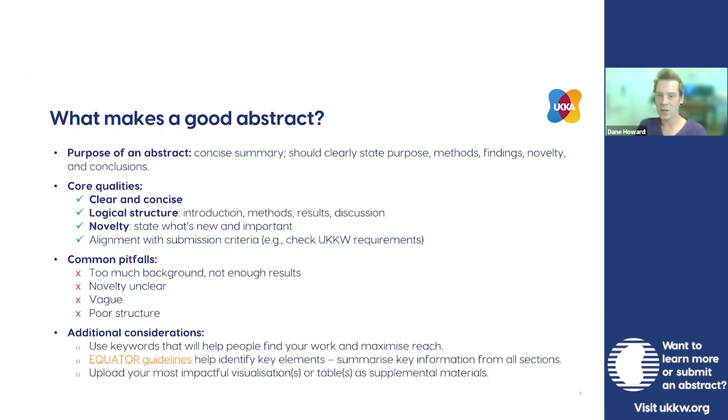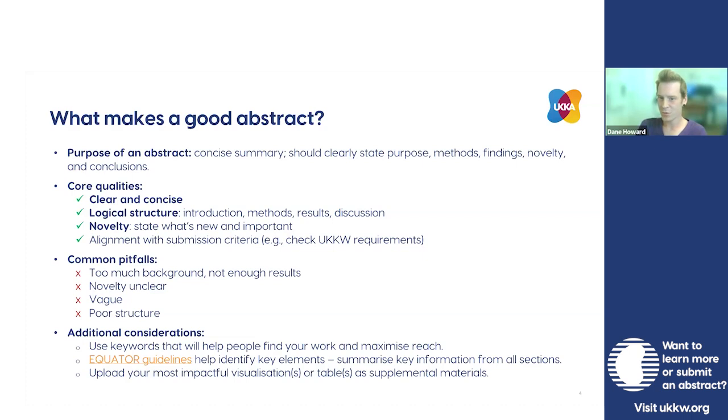Now that we understand the purpose of a good abstract and why it matters so much, let's break down what makes one effective and, just as importantly, what to avoid. So first, the purpose of an abstract is straightforward. It's a concise summary of your research. That means it should clearly state the purpose of your study, the methods that you used, your key findings, what's novel about your work, and the conclusions that you've drawn. A good abstract distills your entire research project in just a few sentences.